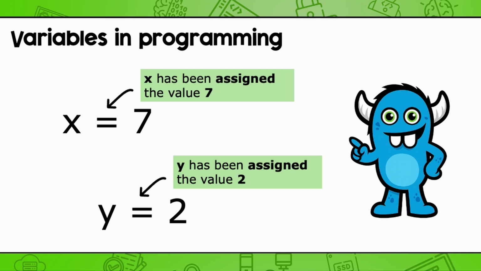Now for numbers, using x as a variable name is fairly straightforward, is quite acceptable. But you need to get into the habit of making your variable names descriptive so that we know what's inside of them. So if you were storing someone's age, it wouldn't be a good idea to call your variable x because it doesn't really mean anything.